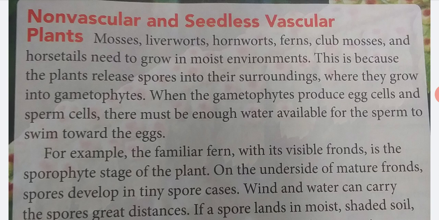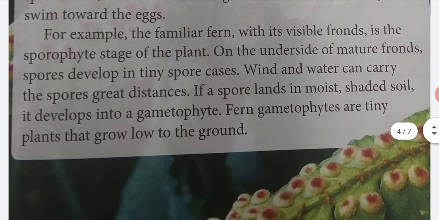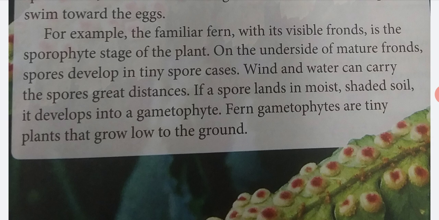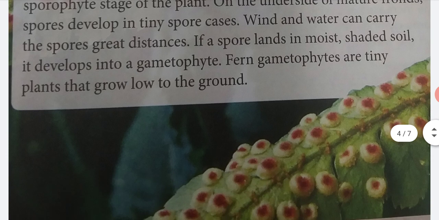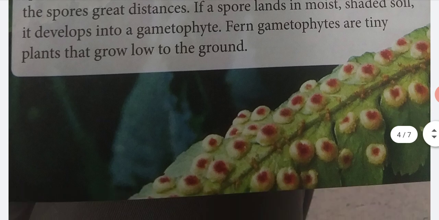When the gametophytes produce egg cells and sperm cells, there must be enough water available for the sperm to swim toward the egg. For example, the familiar fern, with its visible fronds, is the sporophyte stage of the plant. On the underside of mature fronds, spores develop in tiny spore cases. Wind and water can carry the spores great distances. If a spore lands in moist, shaded soil, it develops into a gametophyte. Gametophytes are tiny plants that grow low to the ground.